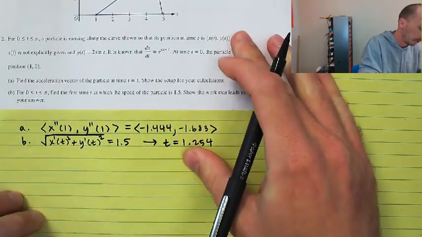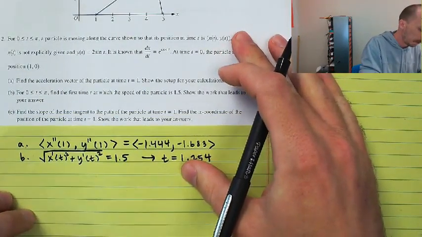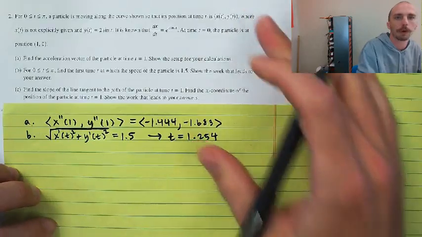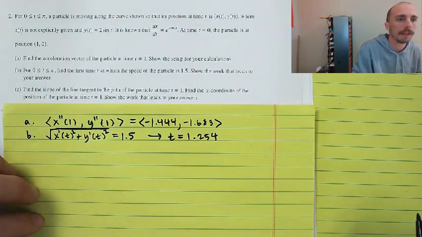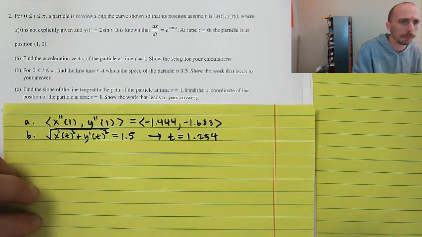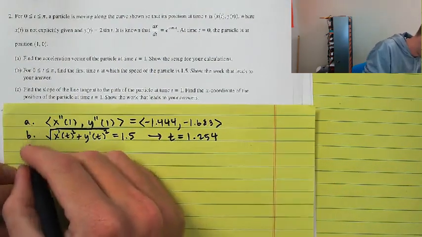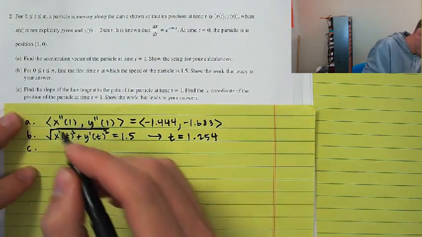Always 3 decimals in AP Calculus. All right, find the slope of the line tangent to the path of the particle at t equals 1. Find the x-coordinate of the particle at time t equals 1. Okay, both at t equals 1. It seems like 2 parts. Show the work that leads to my answers. Okay, sure. So the slope of the tangent line.